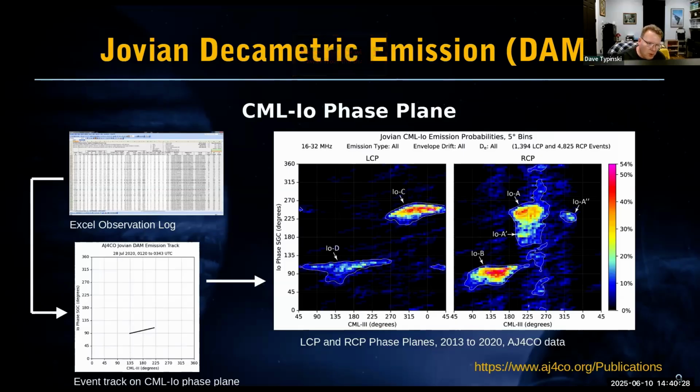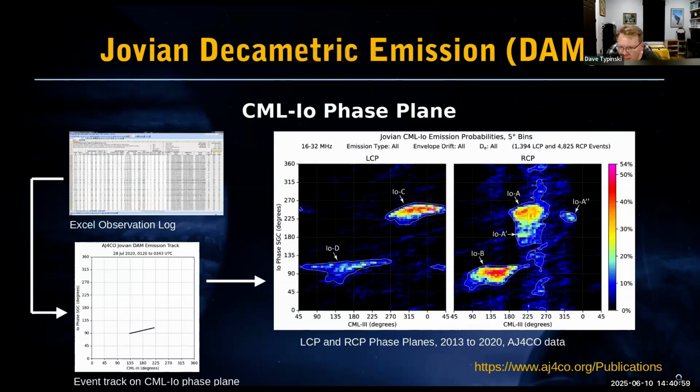And if you sum all those up over time, and then you sum up all the times you were looking at Jupiter, and you divide the ones you saw by the times that you were observing, you end up with the plot on the right, which is a probability of when Jupiter would be in each one of these 5-degree bins. These are 72 bins wide and 72 bins tall.